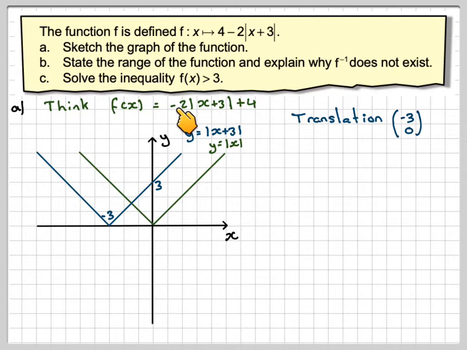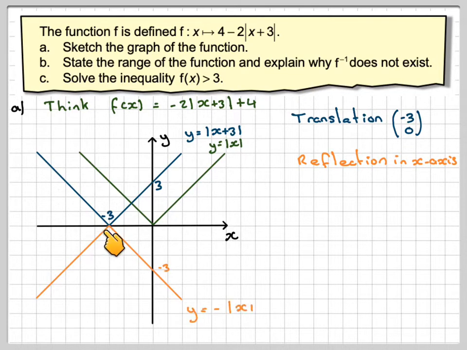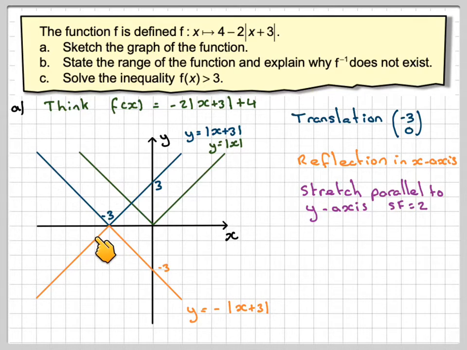Right, I'm going to do the minus sign, which means reflect this in the x-axis. So we reflect it and get this. And then the 2 means a stretch parallel to the y-axis. So this point here will go here. This point here will go here. And so on. And you'll get a graph looking like this. It will go through here, minus 6. This minus 3 will go to minus 6.